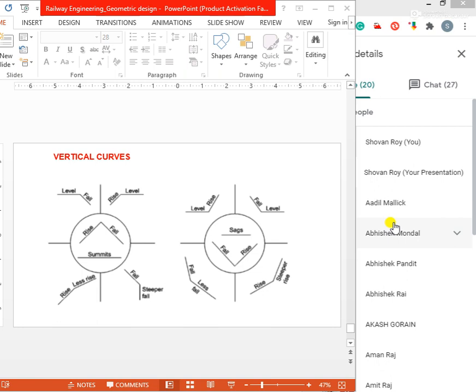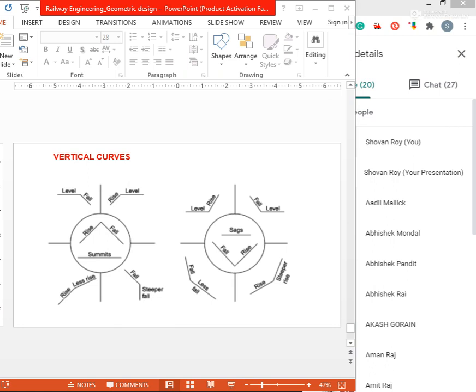A rising gradient is normally considered positive and a falling gradient is considered negative. So in summit as well as in sags, rising gradient is positive, falling gradient is negative. During numericals, these things are needed. Rising should be mentioned positive in percentage, falling should be mentioned negative in percentage, maybe in summit, maybe in sags, that's no problem.